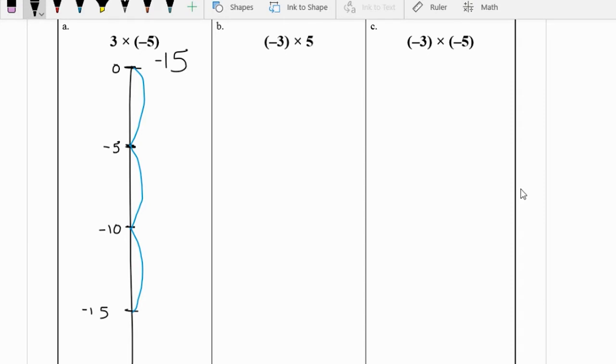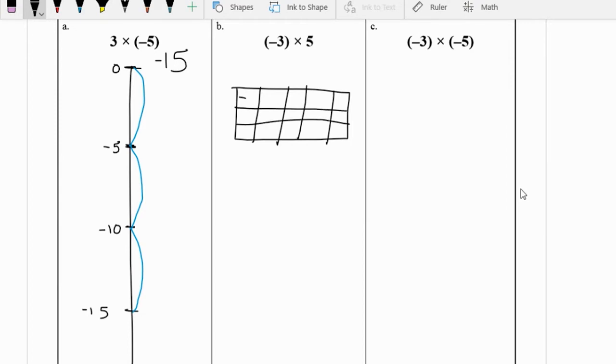Now, what is this saying for number B? Well, part B is saying that we have the opposite of 3 groups of 5. So 3 groups of 5, I'm going to draw my fifths. Then I'm going to draw my thirds here. And in each one of these, I'm going to have a -1 because it's the opposite. So for the opposite, I have to have -1s in here instead of positive ones. Which means if we add these all up, we will get -15.